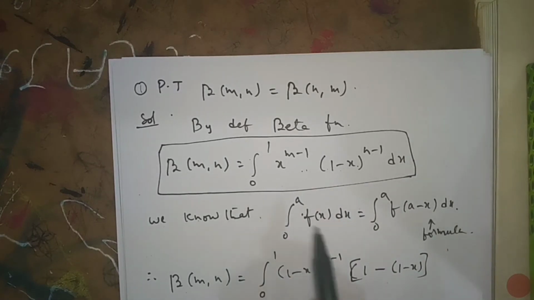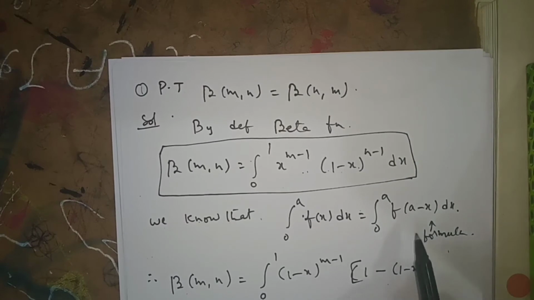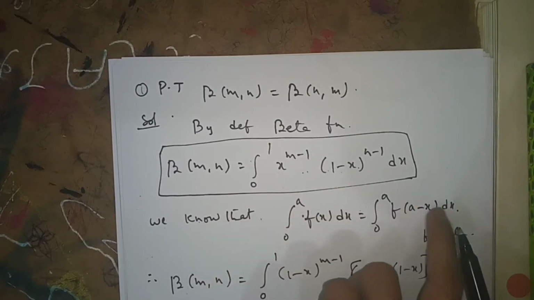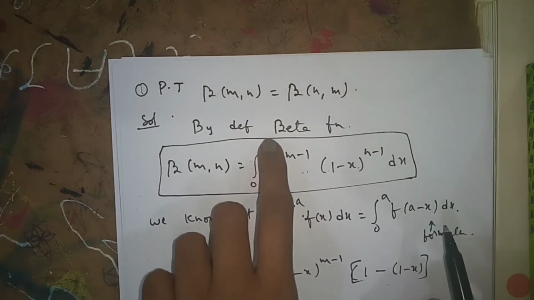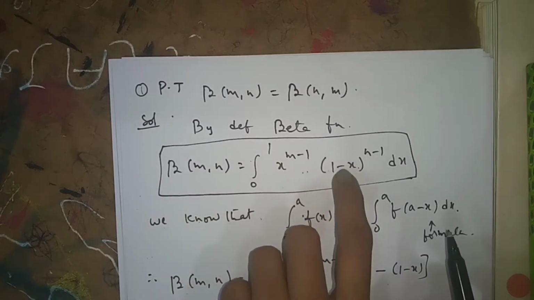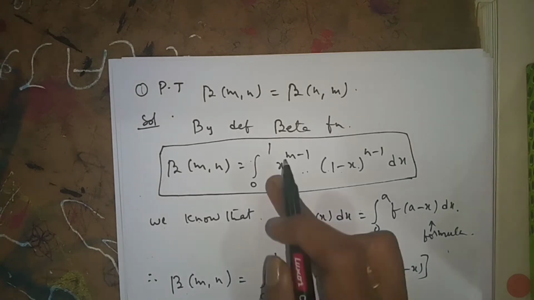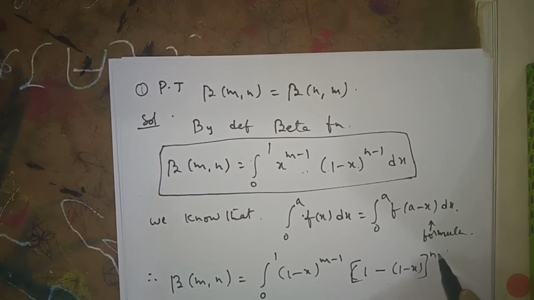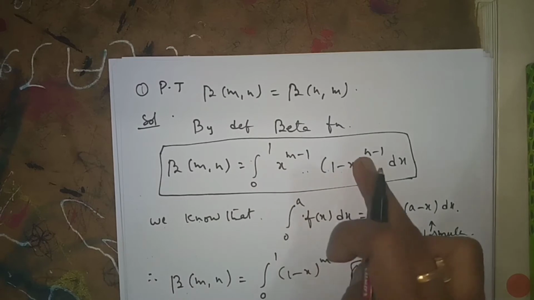Now wherever x is there, we write a minus x, because the limits are 0 to a. Here the limits are 0 to 1, that's why in place of x, I am writing 1 minus x. 1 minus x to the power of m minus 1, and in place of x, 1 minus x to the power of n minus 1 dx. That is equal to integral 0 to 1. The 1 minus and plus x minus x get cancelled. What you get is x to the power of n minus 1 into 1 minus x to the power of m minus 1 dx.